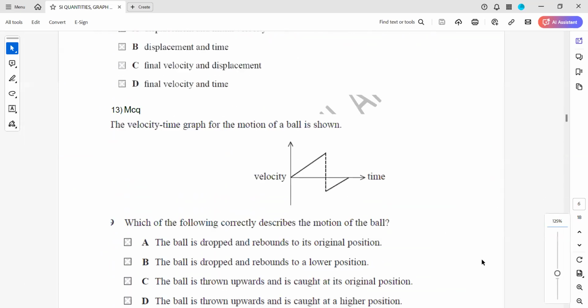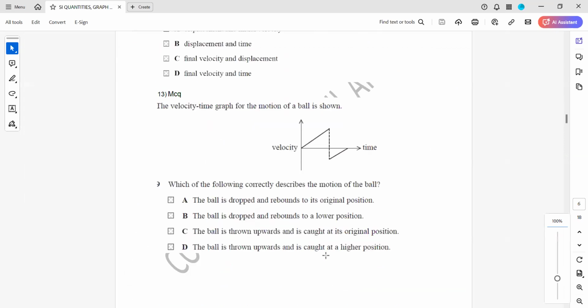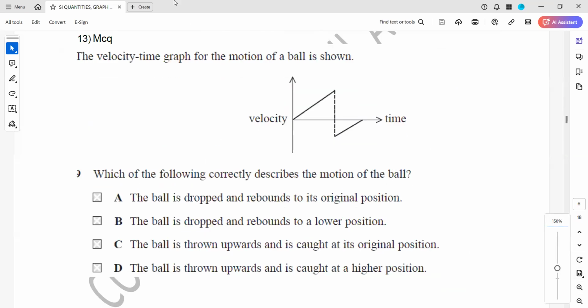Page number 6, any doubt on page 6? Question 13. The velocity time graph for a motion of a ball is shown. Which of the following correctly describes the motion of the ball?